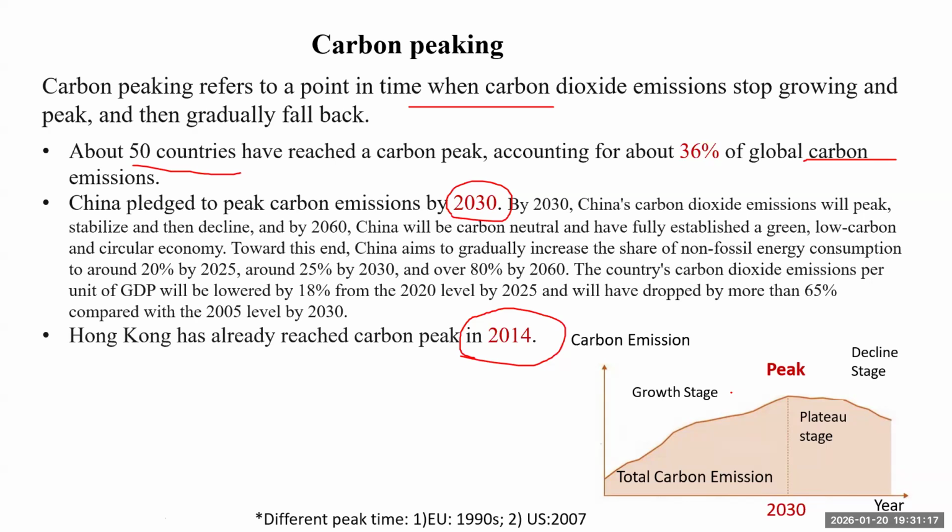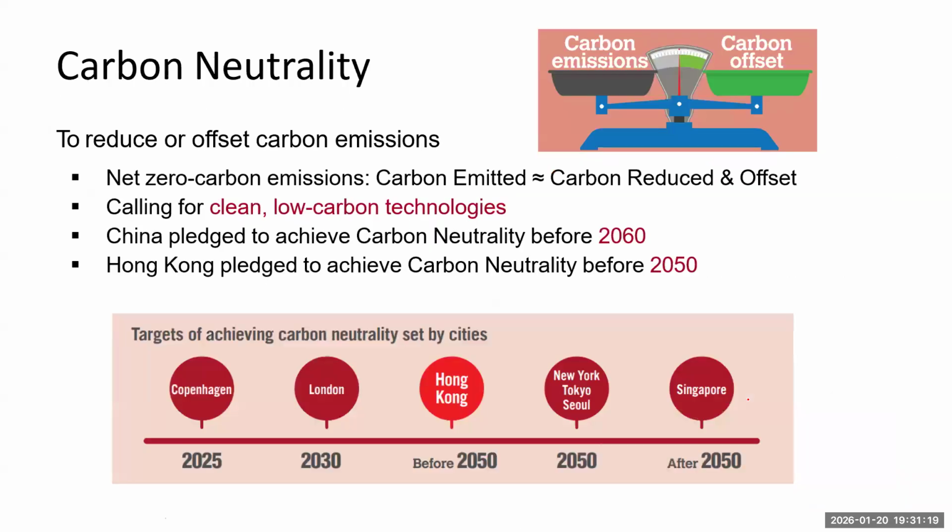So then what about carbon neutrality commitment? The commitment to achieve carbon neutrality of London is 2030, and Hong Kong is before. That's for most developed countries and regions and cities, before 2015.